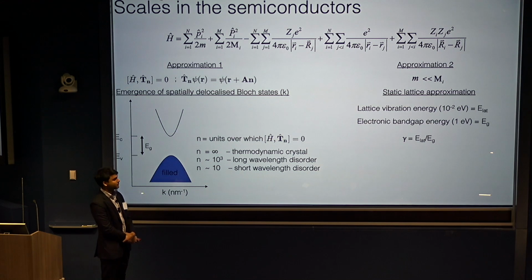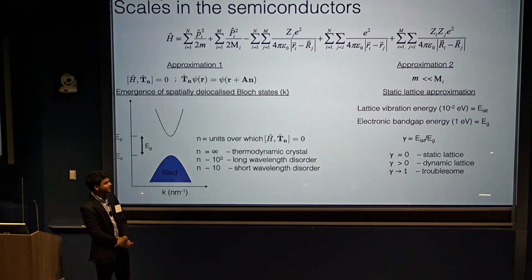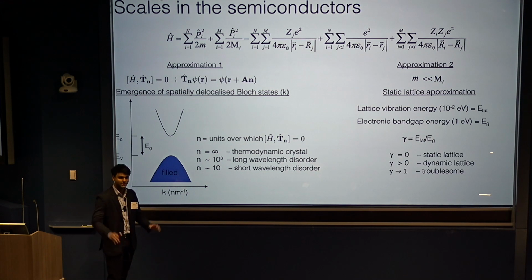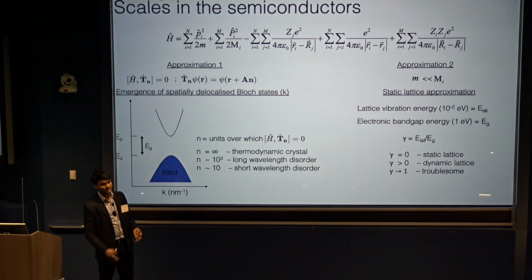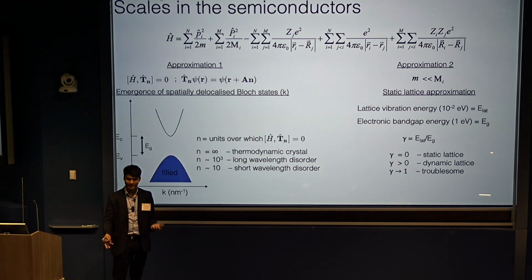And if we take the ratio between these two and call it gamma, you can see that basically, if we set gamma to 0, we've pushed the lattice energy scales down to 0. We're saying the crystal is frozen. If we allow gamma to deviate, this is the dynamic lattice. So now the lattice is moving on its native scales.